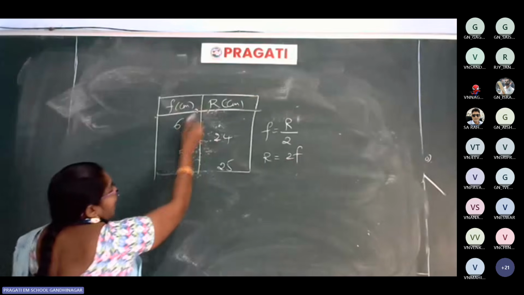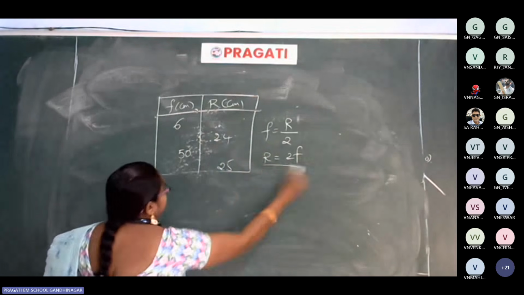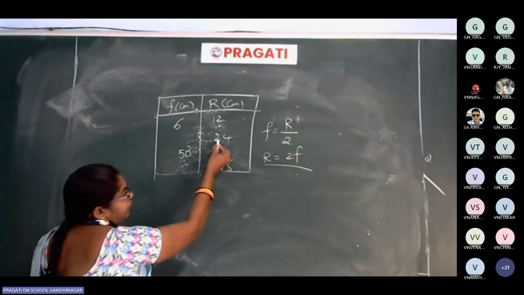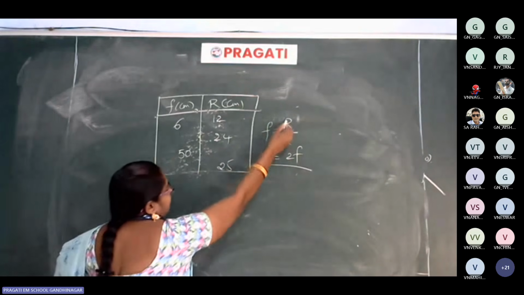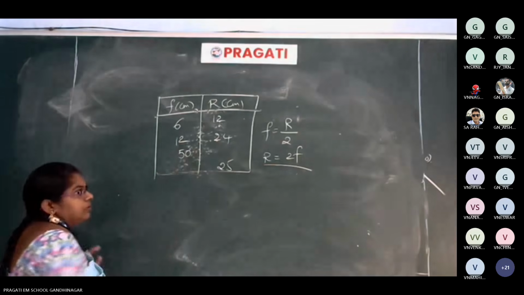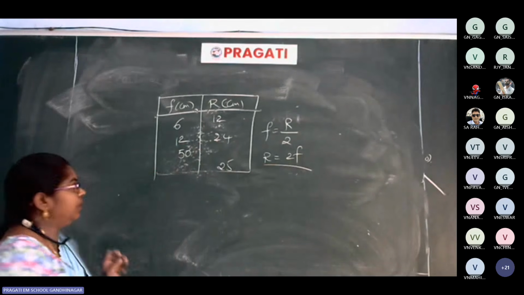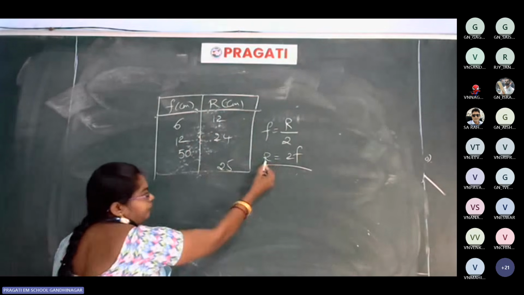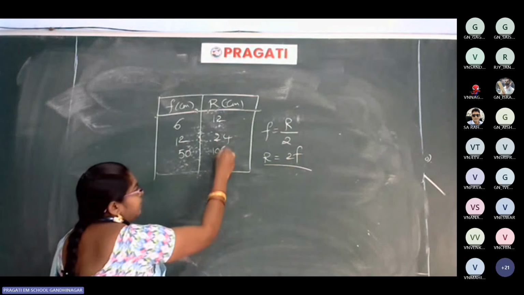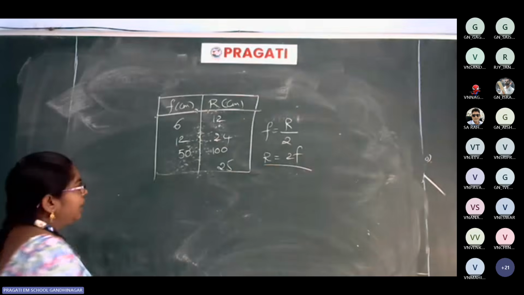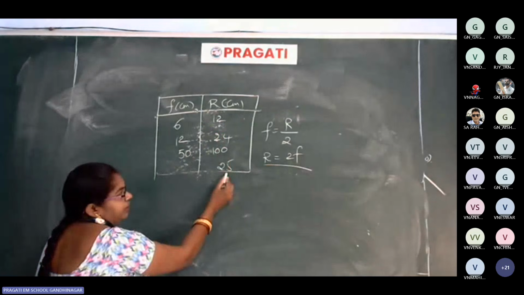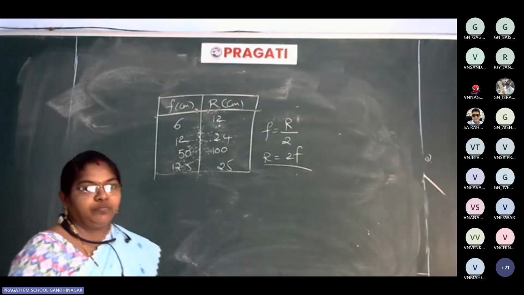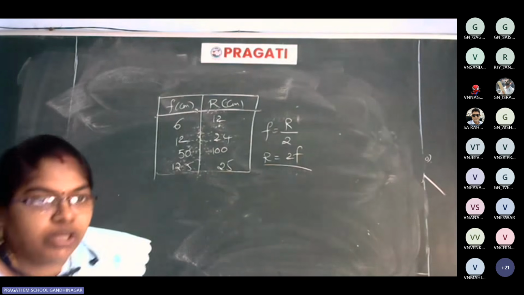See, this is 6. He is asking R. R is equal to 2F, means 12. Here R is given as 24. We want F. F is equal to R by 2, means 24 by 2. That is 12. Next, this is 50. We'll get R from 2F. 2F means 100. Already R is given as 25. Then F is 12.5. This is one type of table question. Okay. Next.